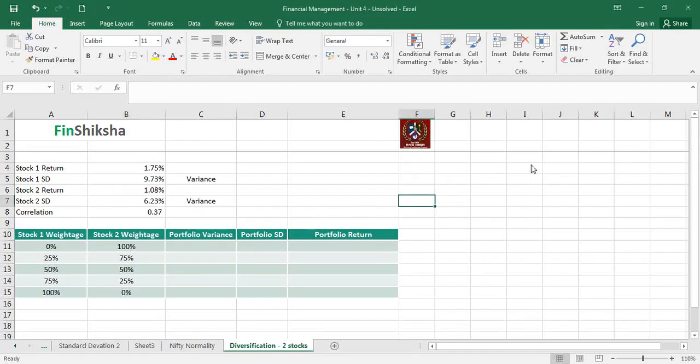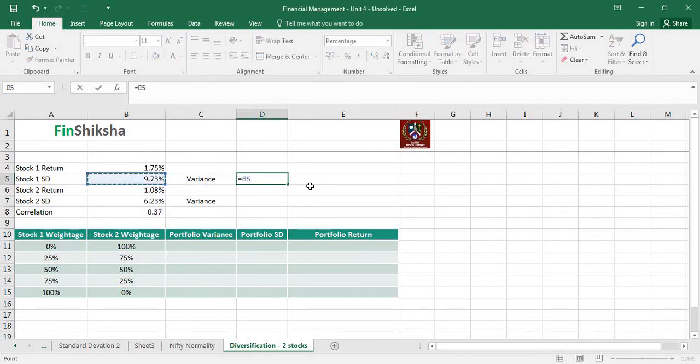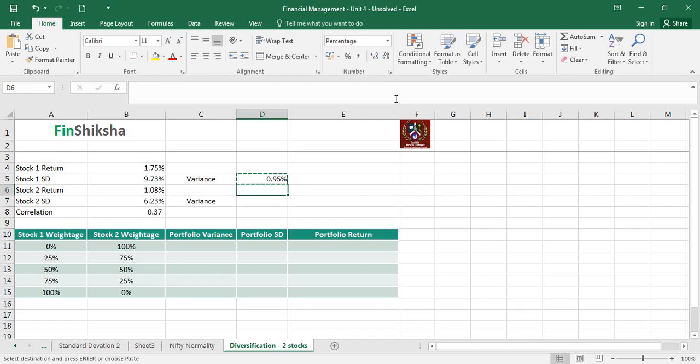So that's our Excel file that has the data available with us, and the data is stock 1 return, stock 1 standard deviation, stock 2 return, stock 2 standard deviation, and correlation coefficient. Weightages are given to us. Can we calculate the portfolio variance, portfolio standard deviation, and portfolio return, right? Let's first calculate the variance. That's going to be standard deviation squared. So that's my variance number, 0.95 square, and I'm going to find the variance for the other one, which is 0.39 square. So variance for stock 1 and variance for stock 2 has been calculated.